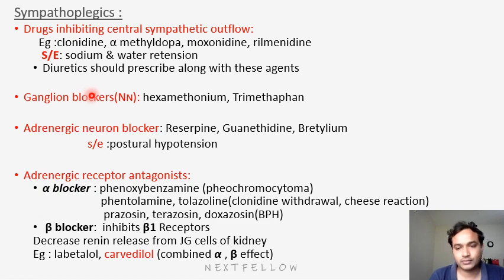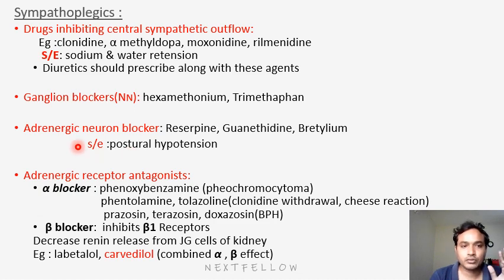There are some other sympatholytic drugs, that is ganglionic blockers and adrenergic neuron blockers, also used to control BP. Among ganglionic blockers we have hexamethonium and trimethaphan. Among adrenergic neuron blockers we have reserpine, guanethidine, and bretylium. Among these three, bretylium is a cardiac defibrillator drug, most commonly used in arrhythmias also. The main side effect of these drugs is hypotension, postural hypotension. That means there will be BP fluctuation when the patient changes position from supine to standing.